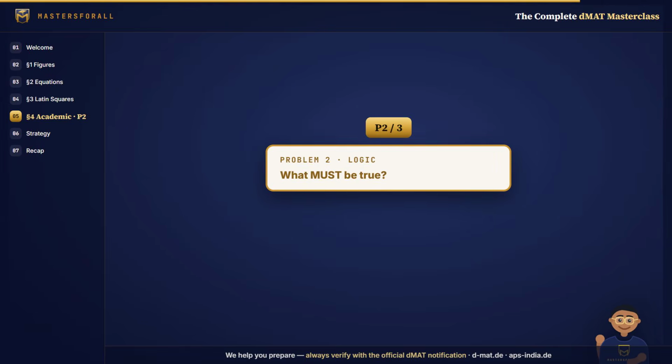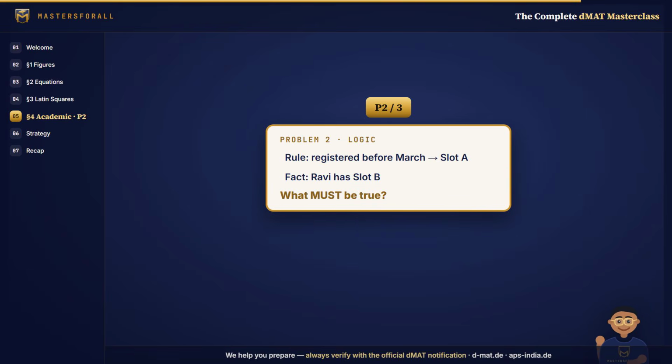Problem 2. A logic anchor. Every student who registered before March receives slot A. Ravi has slot B. What must be true?